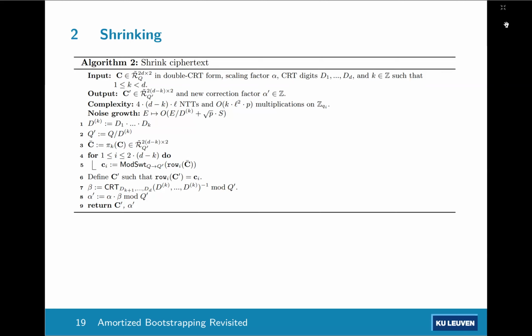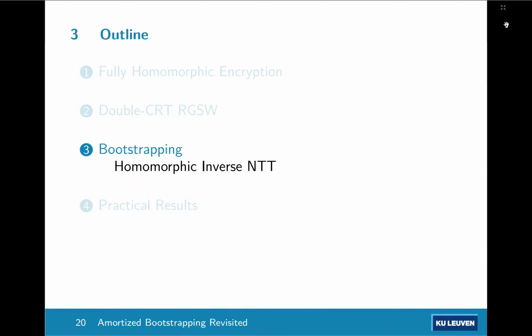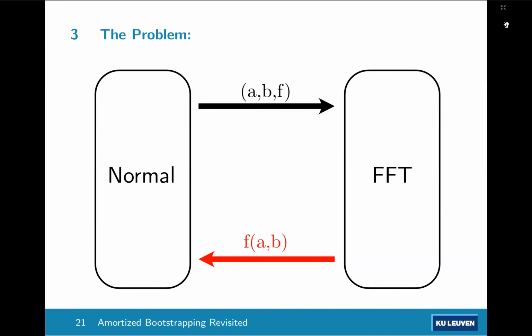So now we can go to the NTT space and do our operations there. We can shrink our ciphertext. We can even do stuff like key switching. We can modulus switch. The one thing we can't do yet is go back, because we are working in a ring with negacyclic polynomials. There is no inverse operation from the NTT space to the normal space that preserves the homomorphic structure.